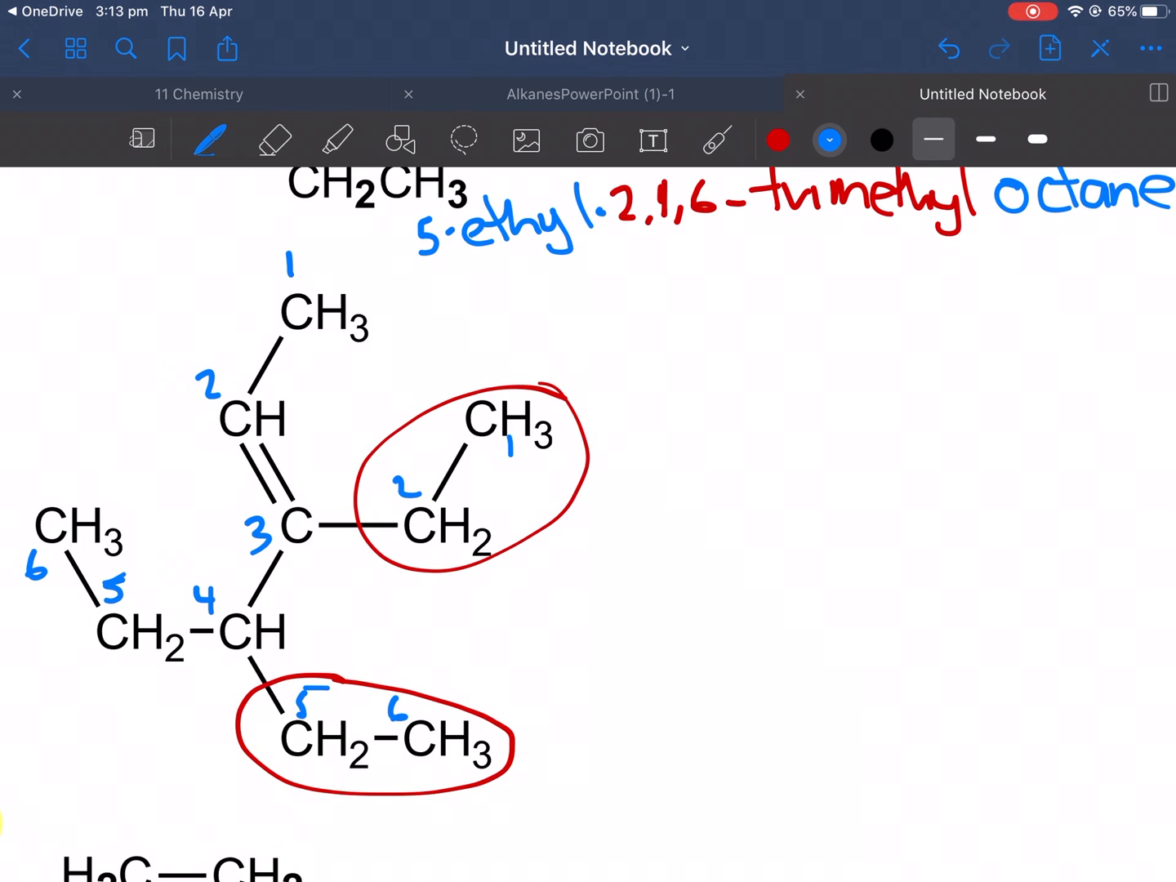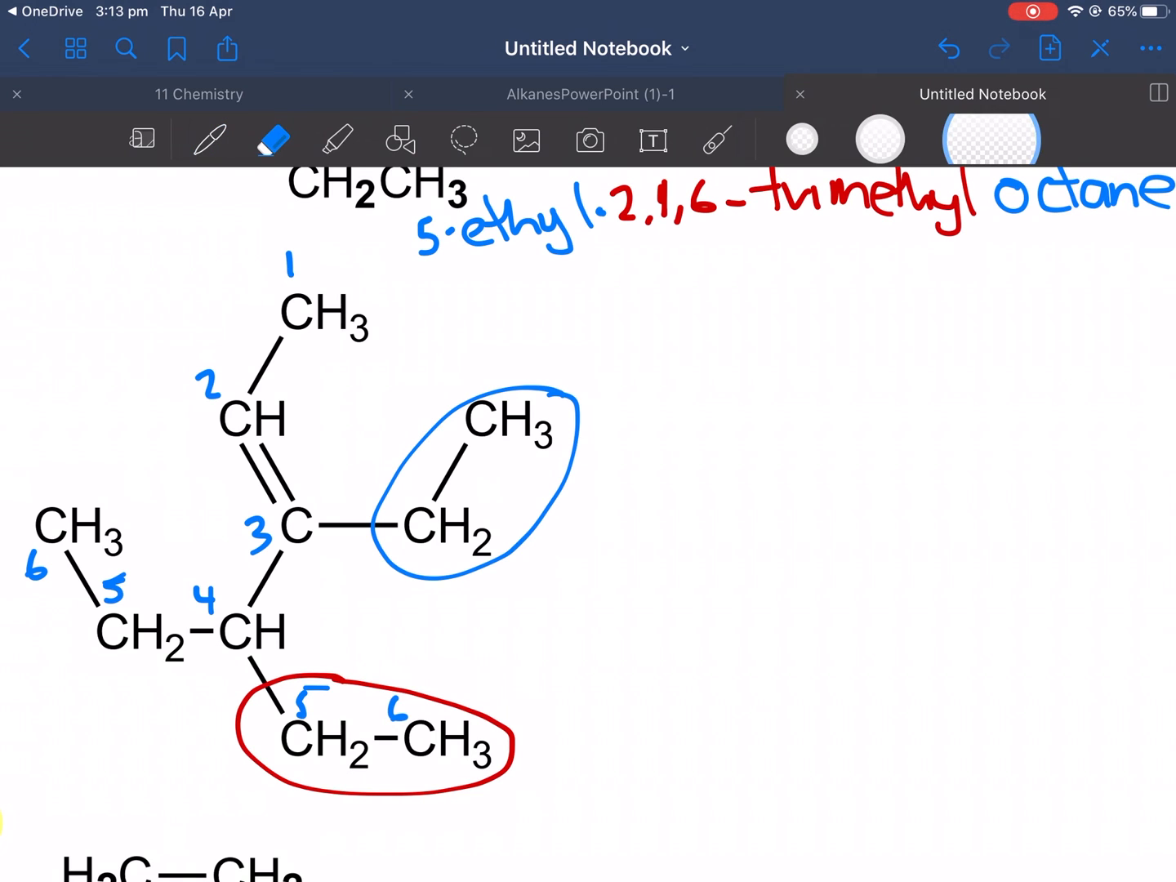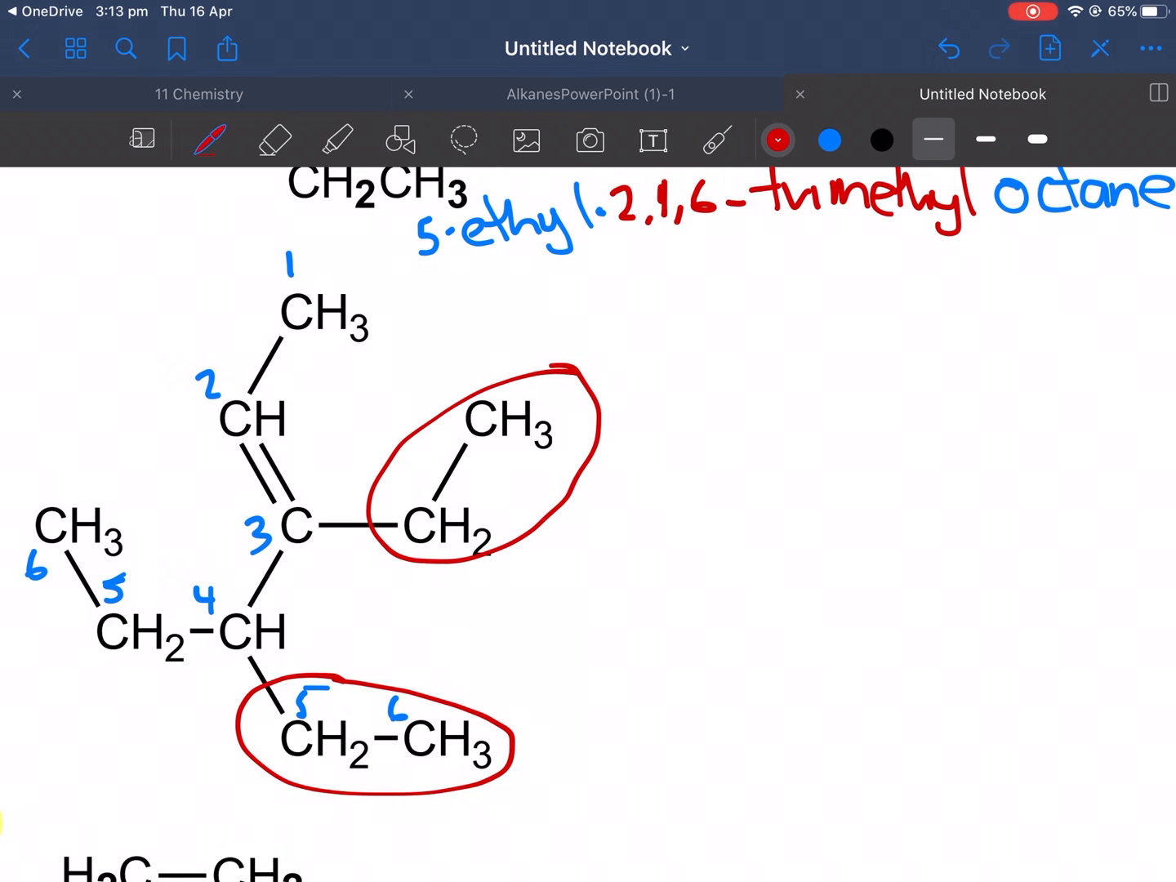The reason why I'm circling this one, why am I doing that in blue? I don't want to do that in blue. Try again. The reason why I circled this as our subchain is because I want the double bond to be on the main chain. As long as the double bond's on the main chain, it's going to make our life 100 times easier than if we have it on the secondary chain. So if you get a choice, put the double bond on the main chain.